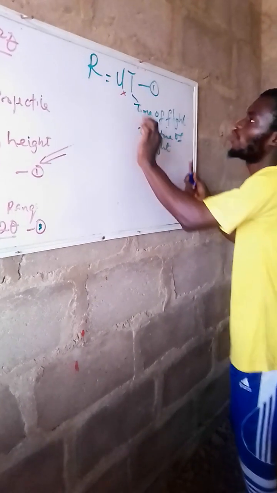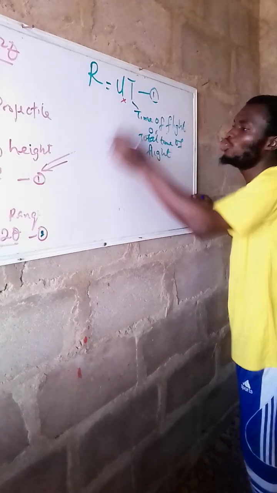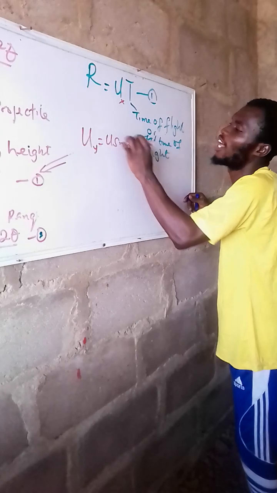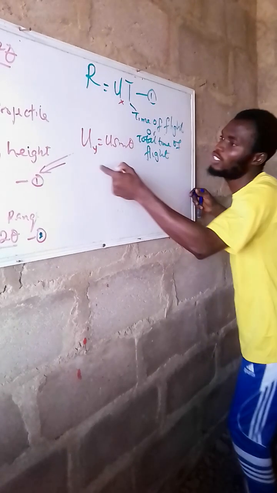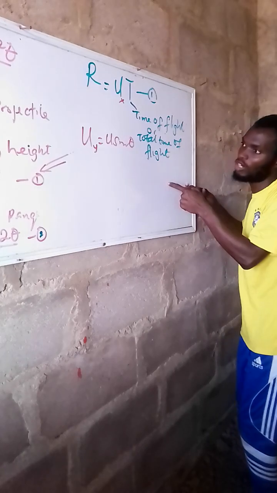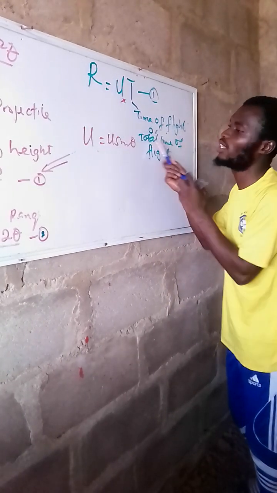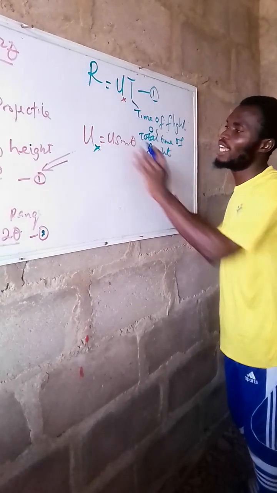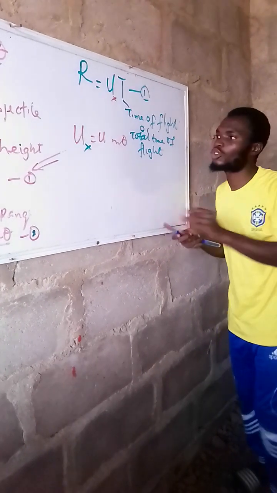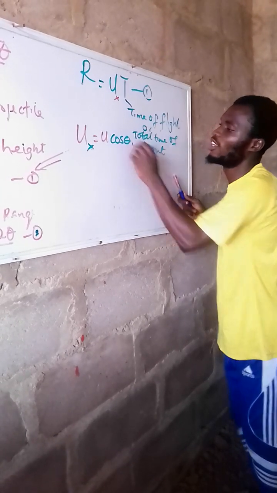So what follows after this is the first thing to do. The next thing is, we say U_y equals U sine theta. But that is on the vertical axis, while this range is on the horizontal axis, so you change it to U_x. We have said it earlier. Then this will not be sine again. When an object moves on the horizontal axis, it is cos. So you put cos theta.